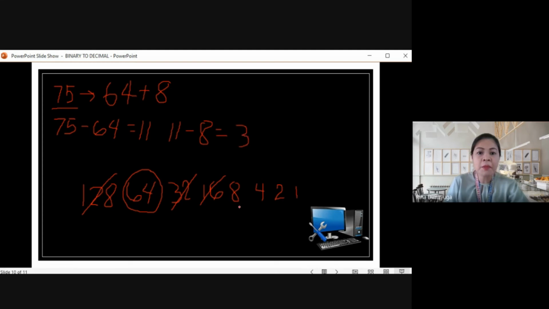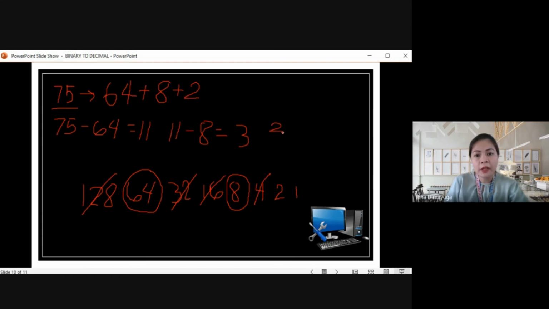Next, let us encircle first the number 8 because it should be turned on. The next number will be 4. 4 is greater than 3, so 4 is not included. It should be turned off. The next number is 2, and 2 is less than 3, so 2 will be included. So let us add the number 2 here.